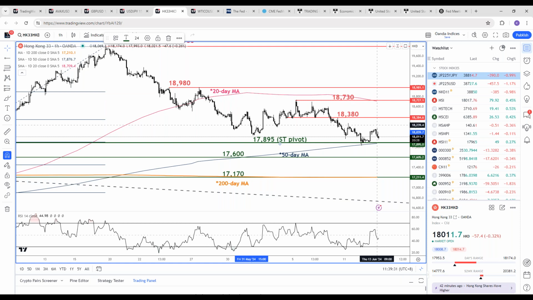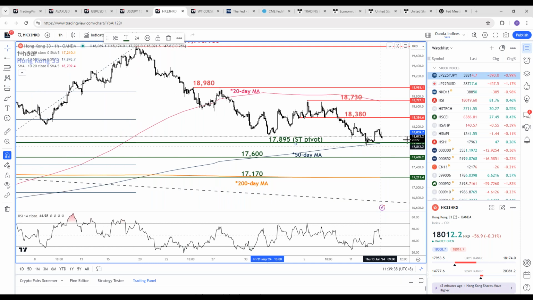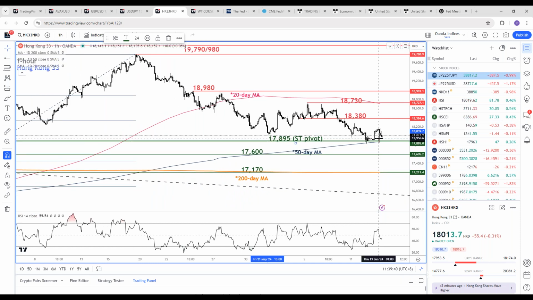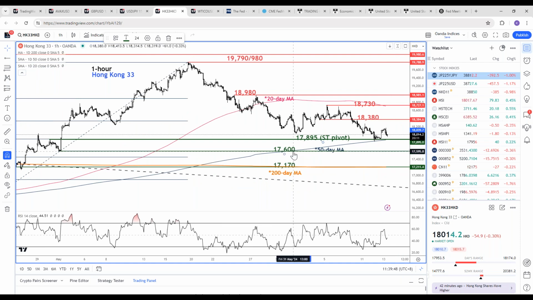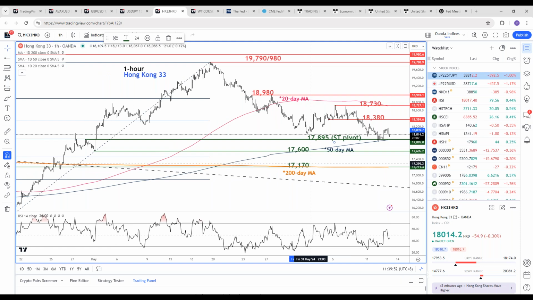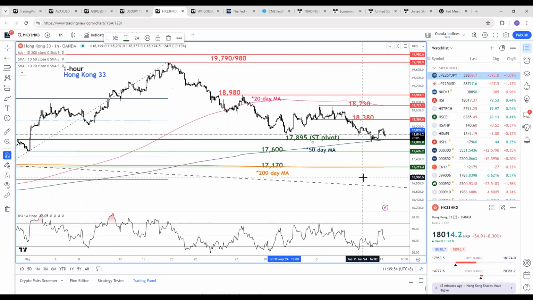However, if we start to see a sudden push down with an hourly close below 17,895, then we will see another round of extension of this minor corrective decline that is in place since 17th of May, to expose the next near-term support at 17,600, and a break below it exposes 17,170, which has confluence with the 200-day moving average.